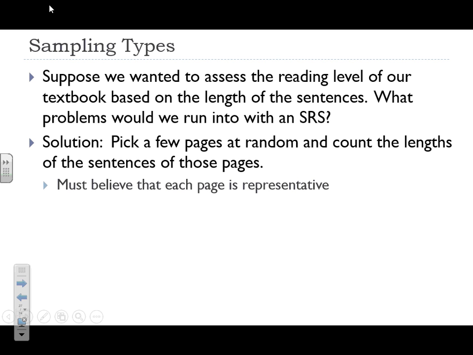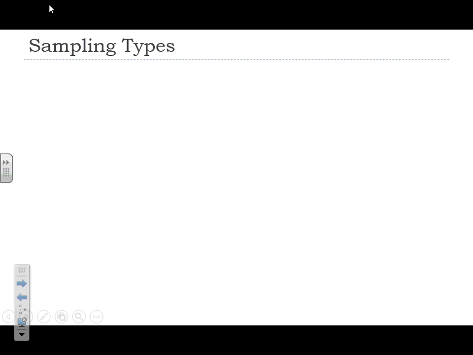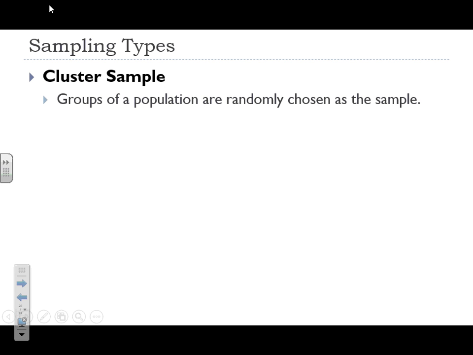Okay? So this type of sampling is what we call cluster sampling. So we had SRS, pick at random, stratified, which was separate and then pick at random. And now we have cluster. With cluster sampling, we are going to take groups of our population and choose them at random.